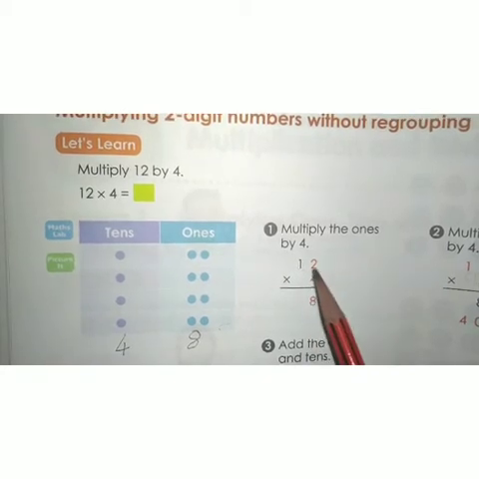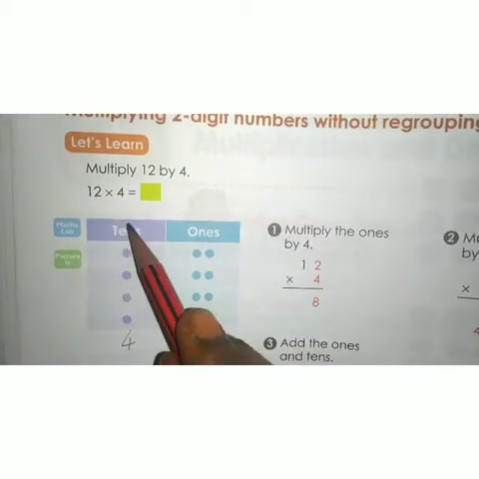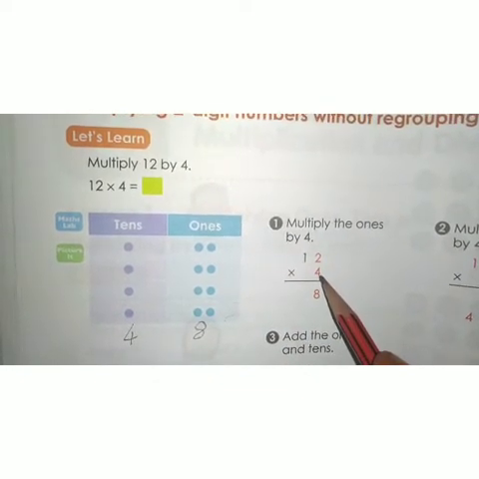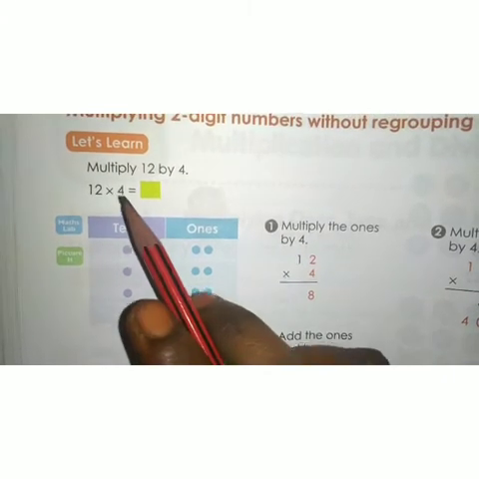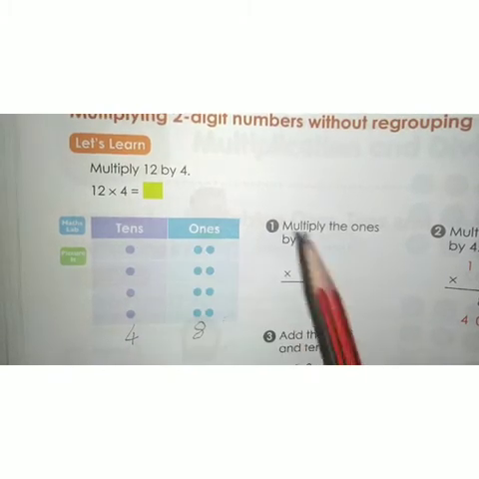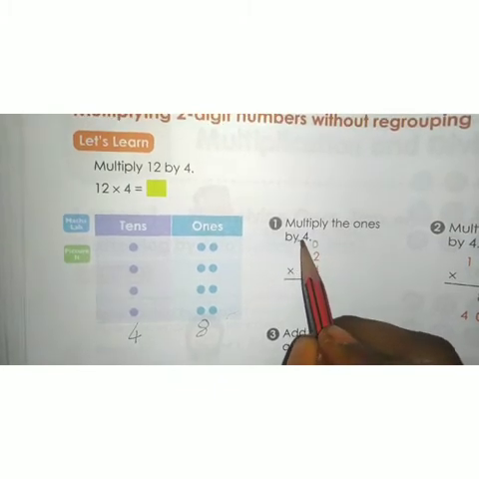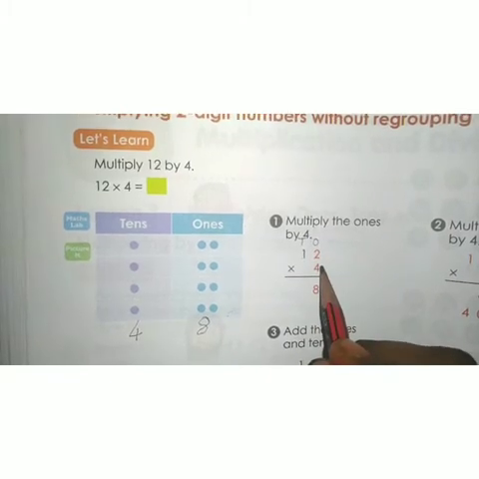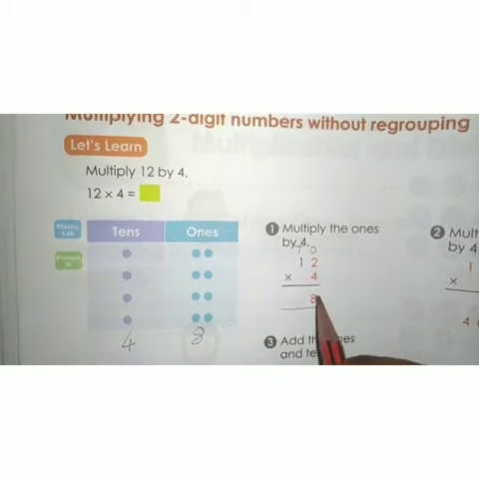You have to write the two-digit number first. Then you have to put the multiplication symbol. Then you have to write 4 below the first two-digit number. Where do you have to write 4? In ones place or in tens place? 4 is a single digit number, so we have to write it under ones place. So this is ones place and this is tens place. Then put a line like this. Then we have to multiply it.